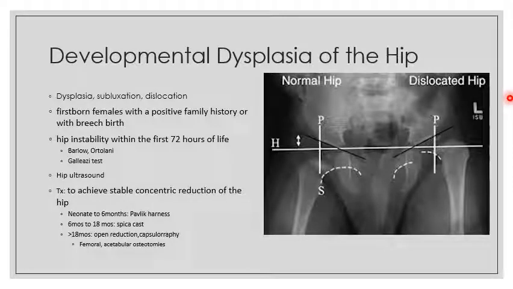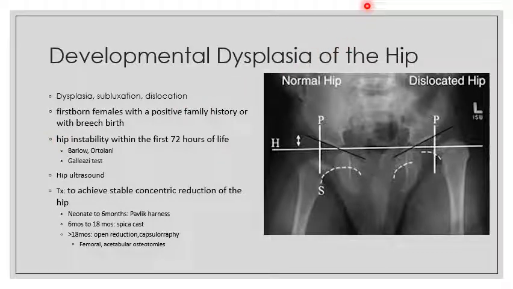Next is your developmental dysplasia of the hip. Basically, this ranges from dysplasia, subluxation to outright dislocation. So this is an X-ray comparing the normal hip, same patient with a dislocated hip. So basically, firstborn females with a positive family history, breech, have a high incidence of DDH. So we need to check for hip instability within the first 72 hours.